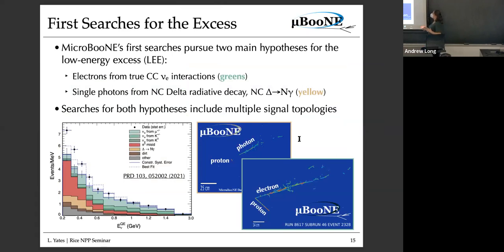In MicroBooNE's first searches to pursue this MiniBooNE anomaly, the low energy excess, the LEE, as we like to call it for short, we picked two hypotheses to test. One is that the excess in the MiniBooNE plot is coming from true charged current nu-e interactions, basically an enhancement of the green contributions to the prediction in MiniBooNE. The other hypothesis we tested is single photons coming from a process called NC delta radiative decay, which is the mustard yellow color in the MiniBooNE plot. I'll get into that a little bit more later. But for each of these two hypotheses, we investigated multiple signal topologies in different ways. So we'll talk a little more about that.